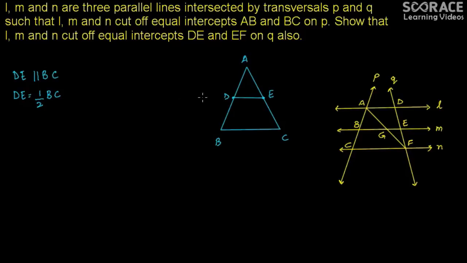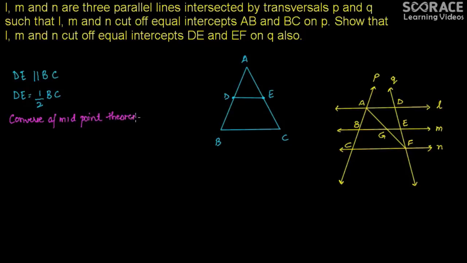Now, the converse of the midpoint theorem says that the line drawn through the midpoint of one side of a triangle and parallel to another side bisects the third side. That is, if we are taking D as the midpoint of one side of a triangle and if we say that DE is parallel to BC, then DE will also bisect the third side, that is AC. Let me note it down also. That is the converse of the midpoint theorem.